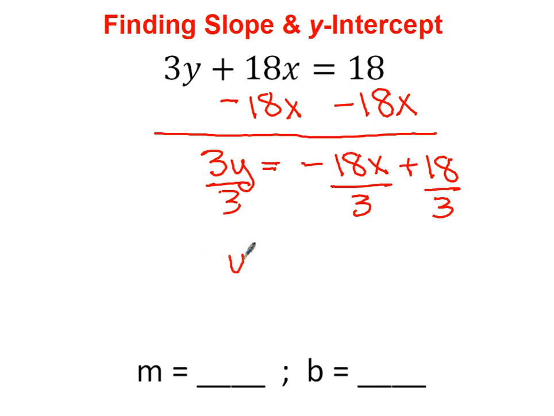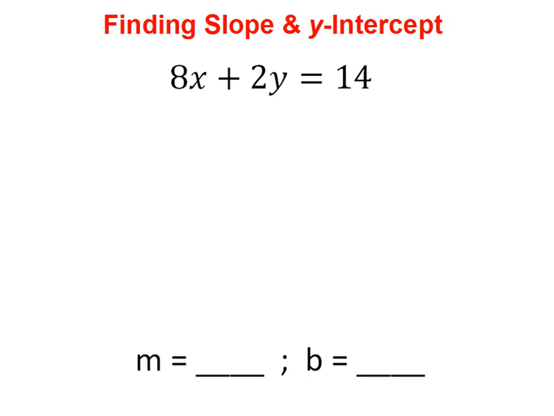So my new equation is y equals -6x plus 6. Now that I've rewritten my equation in slope-intercept form, I can clearly see that my slope is -6 and my y-intercept is +6. And I have one more example.